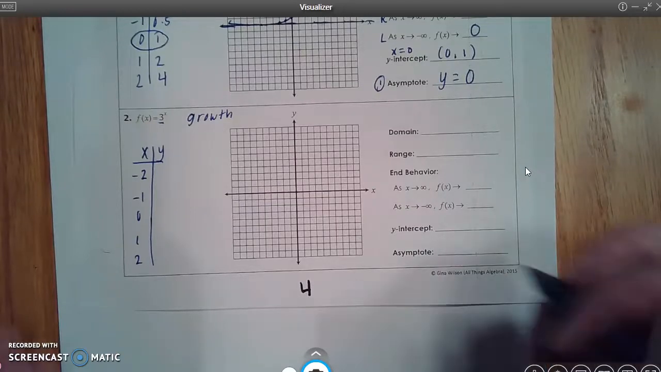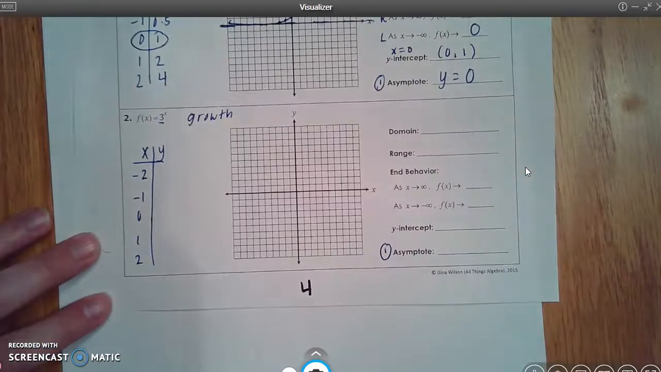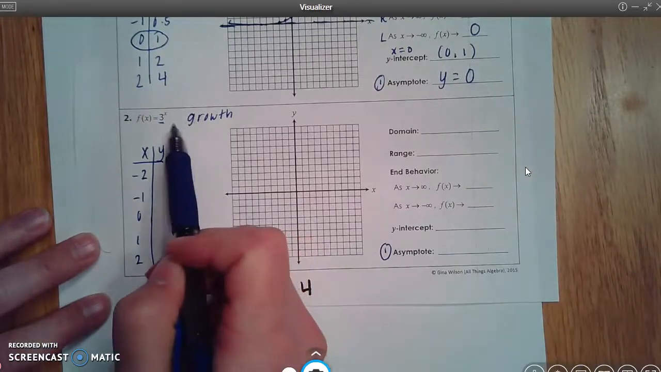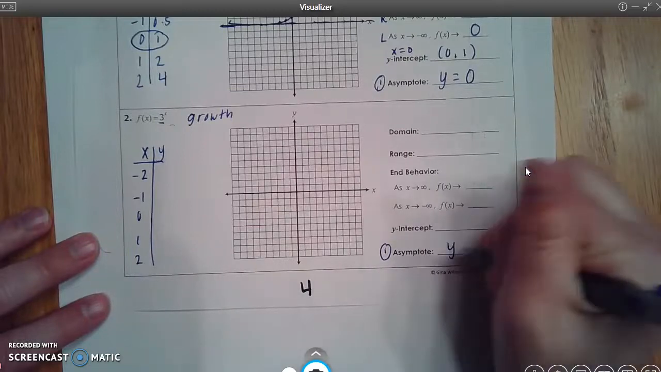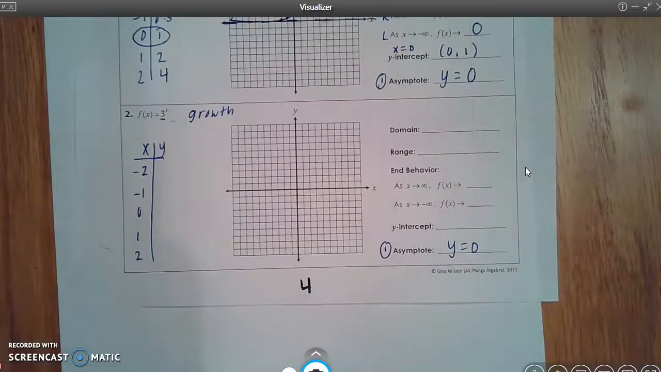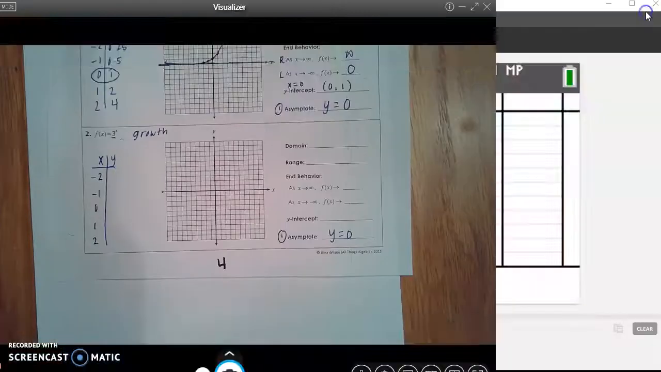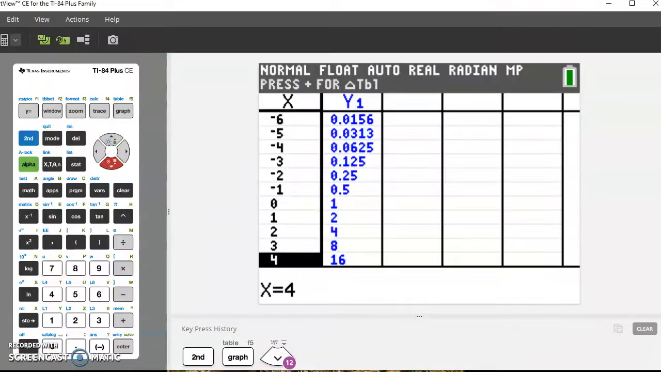The last thing that we can do before we go back to our calculators, we can find the asymptote. Your asymptote is a number that you're adding or subtracting outside of this function, which in this case would be at 0. Okay, so let's go back to our calculator.